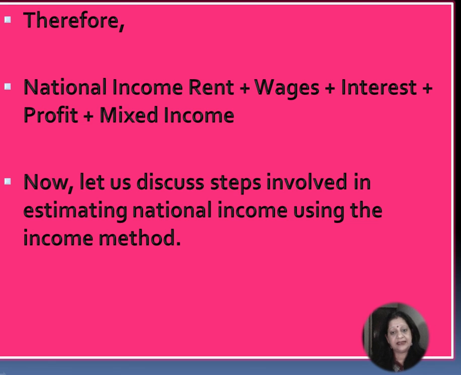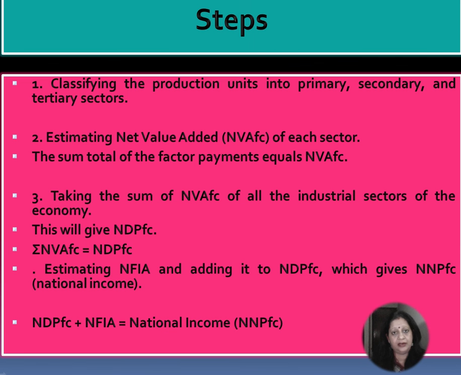Now let us discuss steps involved in estimating national income using the income method. Classifying the production units into primary, secondary and tertiary. Estimating net value added at factor cost of each sector. The sum total of the factor payment equals net value added at factor cost. So this is the formula of calculating national income with the income method.